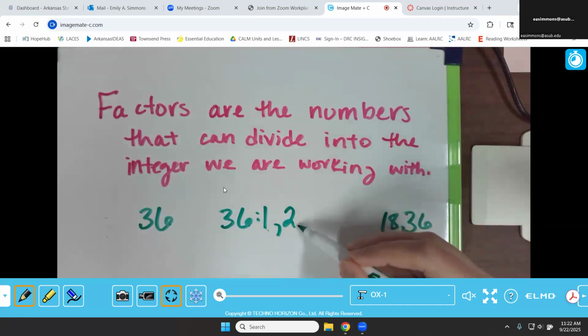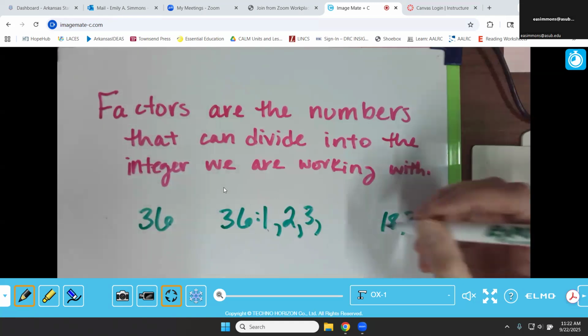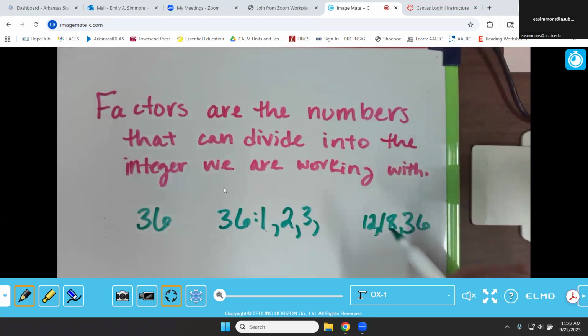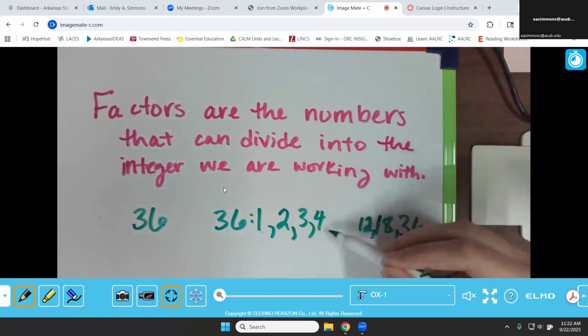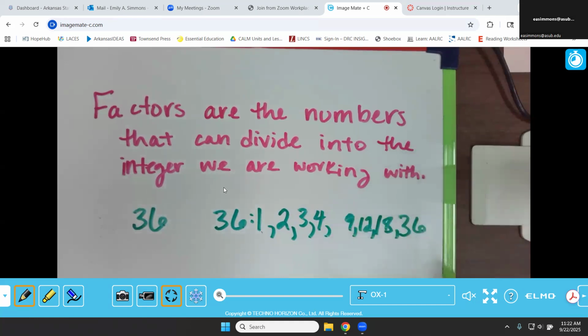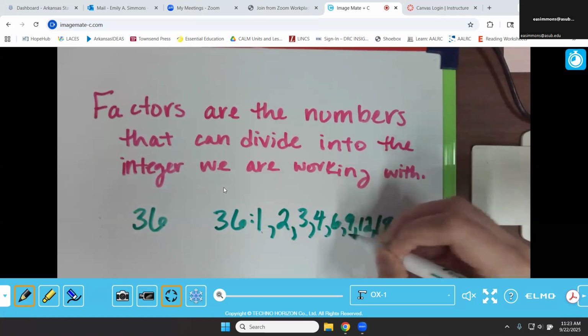3 goes into 36. And 3 goes into 36 12 times. 4 goes into 36. And 4 goes in 9 times. 36 doesn't end with a 5 or 0, so 5 doesn't go in. But 6 goes in. And 6 goes in 6 times.